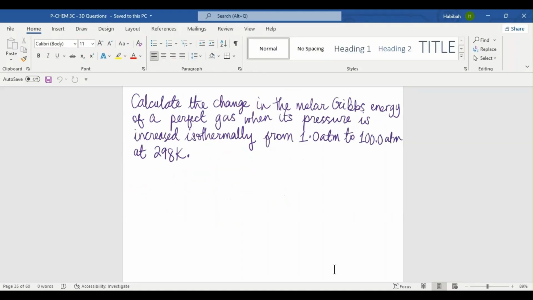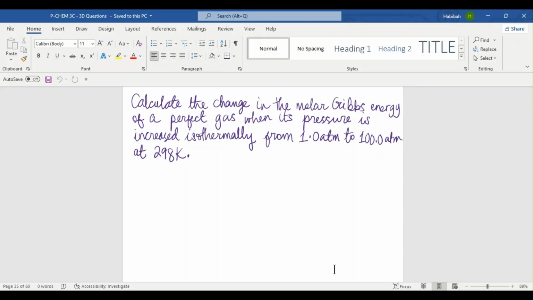Salam and welcome everyone. So today we're going to be working on the question on the screen that says: calculate the change in the molar Gibbs energy of a perfect gas when its pressure is increased isothermally from 1.0 atm to 100.0 atm at 298 Kelvin.